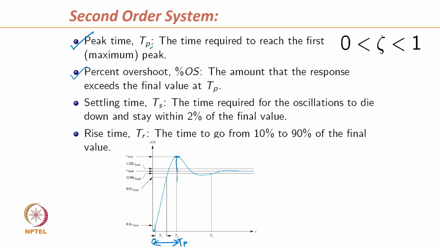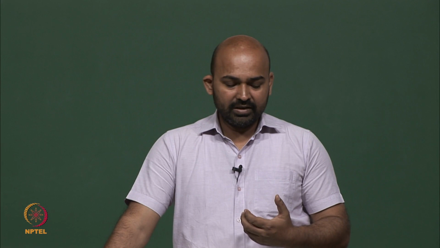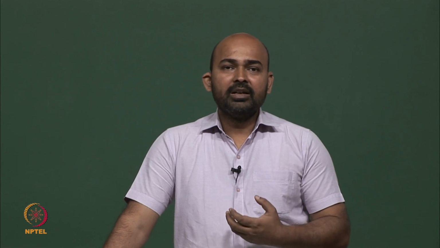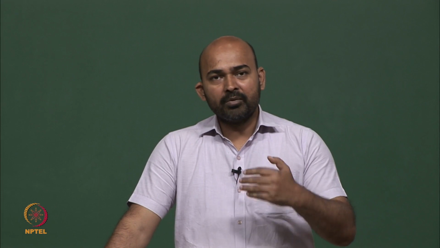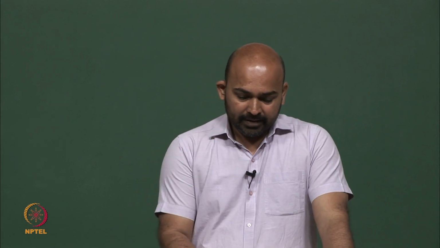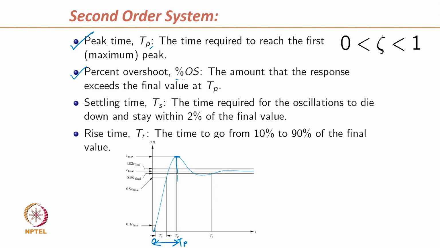Percentage overshoot. This overshoot is always represented in terms of percentage, relative to the steady state value. So, percentage overshoot means how much percentage it goes above the steady state value. Percentage overshoot, or percentage OS, is the amount that the response exceeds the final value at Tp. Final value is your steady state value, SSV we call it in short.